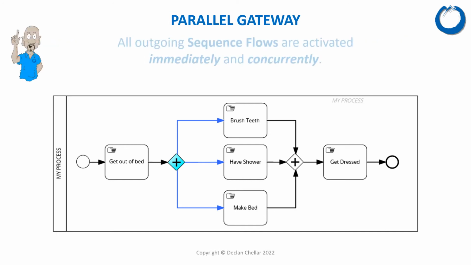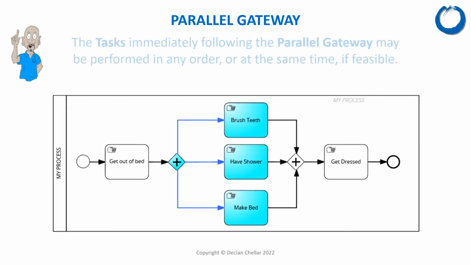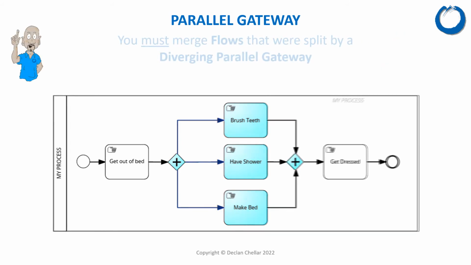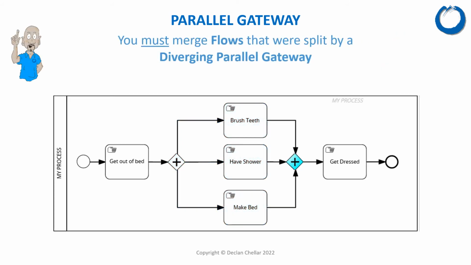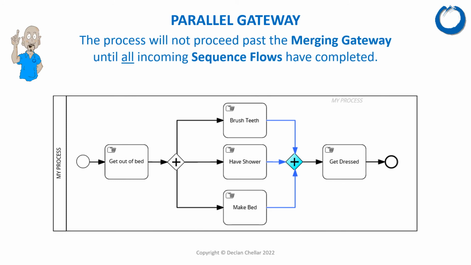All outgoing sequence flows are activated immediately and concurrently. The tasks immediately following the parallel gateway may be performed in any order or at the same time if feasible. You must merge flows that were split by a diverging parallel gateway. The process will not proceed past the merging gateway until all incoming sequence flows have completed.